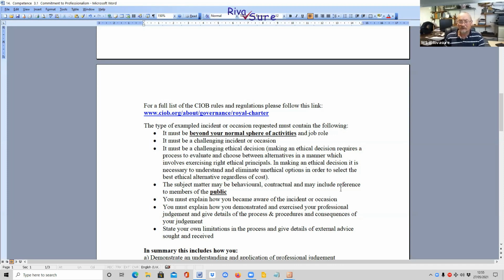and you must demonstrate how you exercised your professional judgment, the processes and the procedures, and how you recognised your own limitations and reached out to get the professional assistance of others. So that's what this is all about. This report is all about going the extra mile, ethics, doing the right thing outside of your normal sphere of activities.